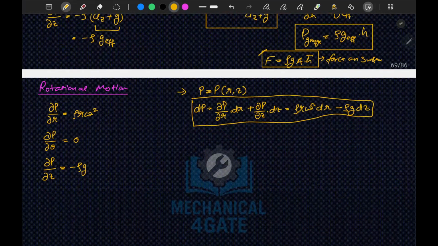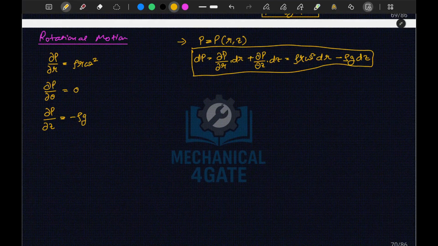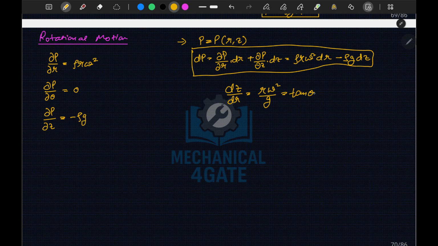Okay, and similarly here, this equation is your standard equation. Now for isobars, if I talk about your slope, your dz by dr comes out to be r omega square by g, this is your slope, which is equal to tan theta at a distance r.